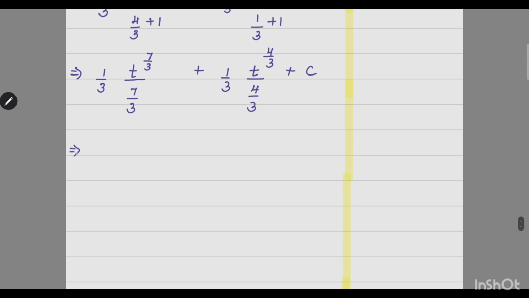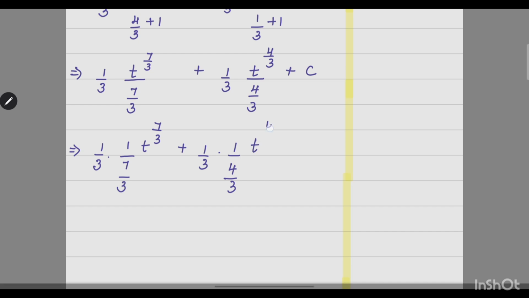Now those who don't know how to solve the complex fraction, I'll do this step. So here you have a fraction in the bottom, right? So this can also be written as 1 divided by 7/3 into t^(7/3) plus 1/3 into 1 divided by 4/3, t^(4/3) plus c. So if you multiply these two, you will get back the previous step.